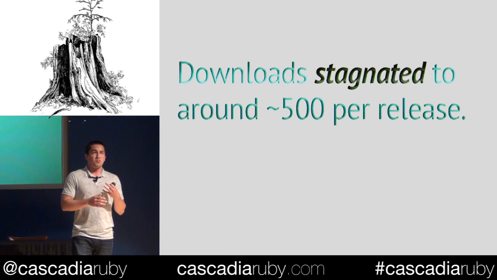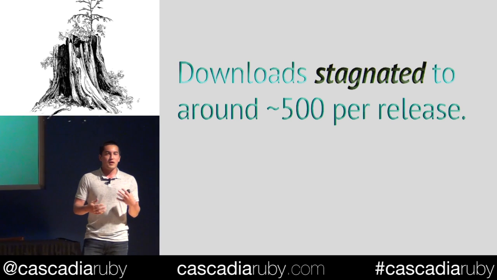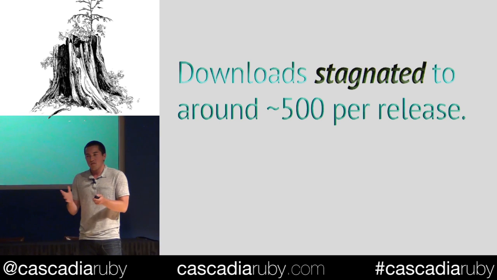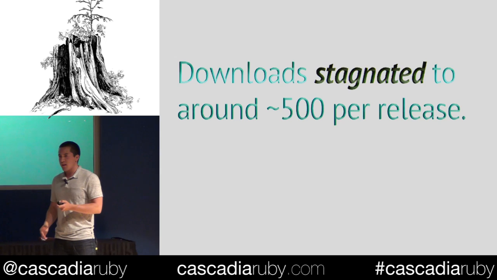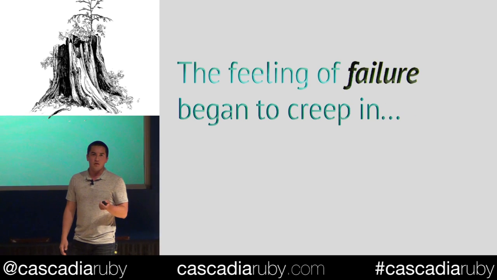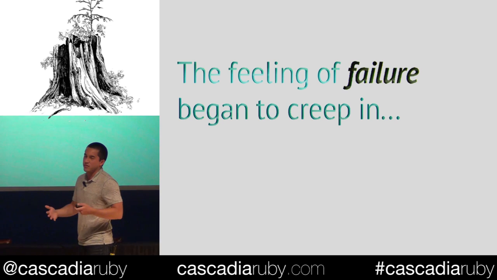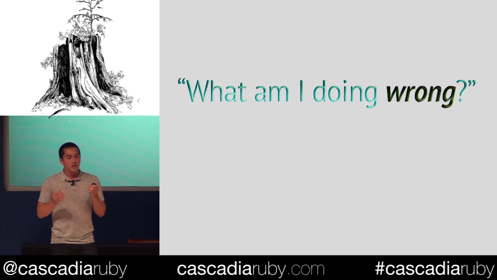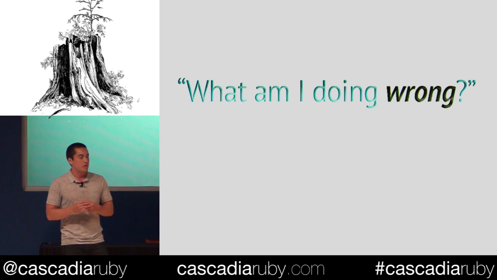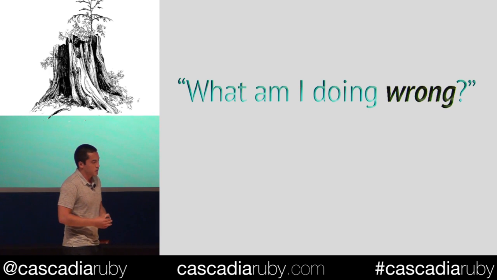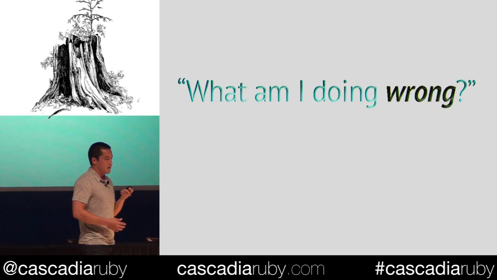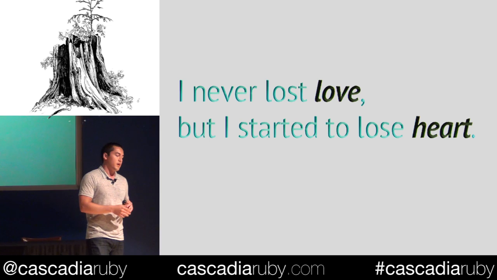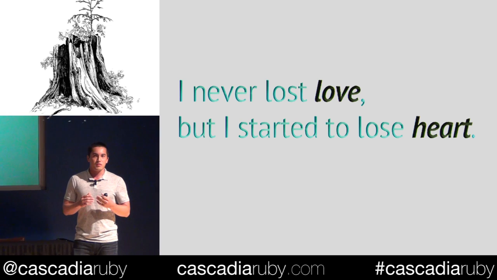And I would search every day, multiple times a day, for Vagrant and vagrantup.com on Twitter, and tweets started going down to like once every 2 weeks. It was just stagnated. And the feeling of failure started to creep in. I started to ask myself, what am I doing wrong? I care so much about this thing, why don't other people see it? Or am I seeing something that doesn't exist? What's going wrong? And I didn't lose love for the project. I still use it every day. I still worked on it every day. But at this point, I definitely started to lose heart.